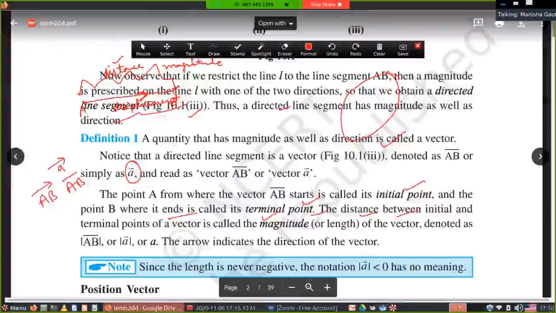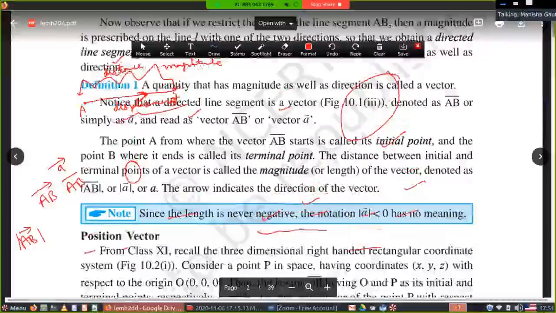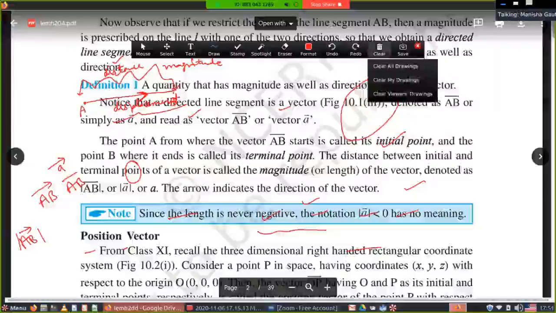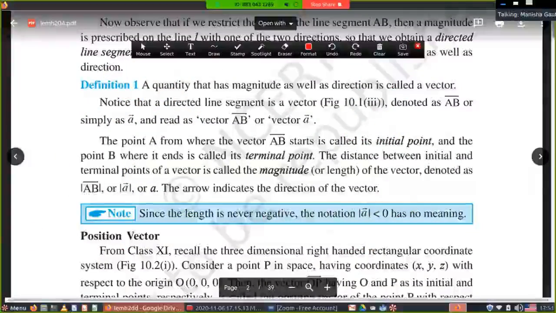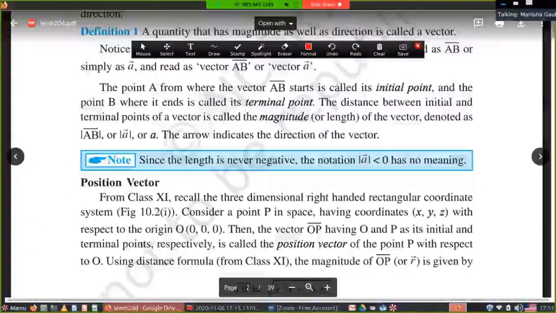The distance between this initial and terminal point is known as the magnitude of that vector. It is denoted like this, with the absolute value sign: magnitude of vector AB, or you can say vector a. The arrow indicates the direction of the vector. Now the first thing you have to study further is the position vector. The position of a point with respect to the given origin is known as the position vector.